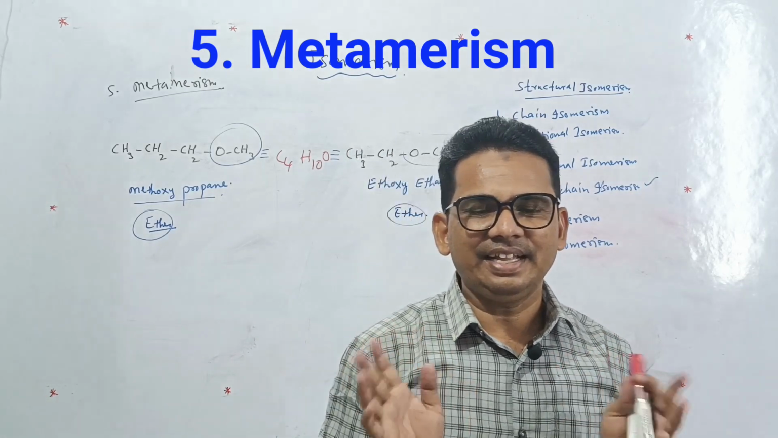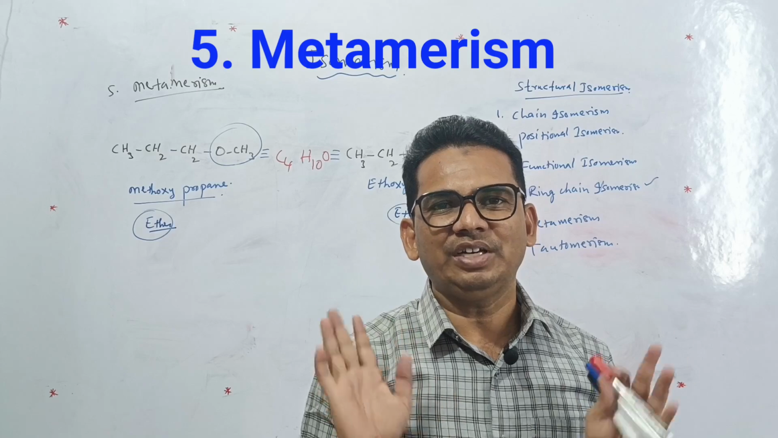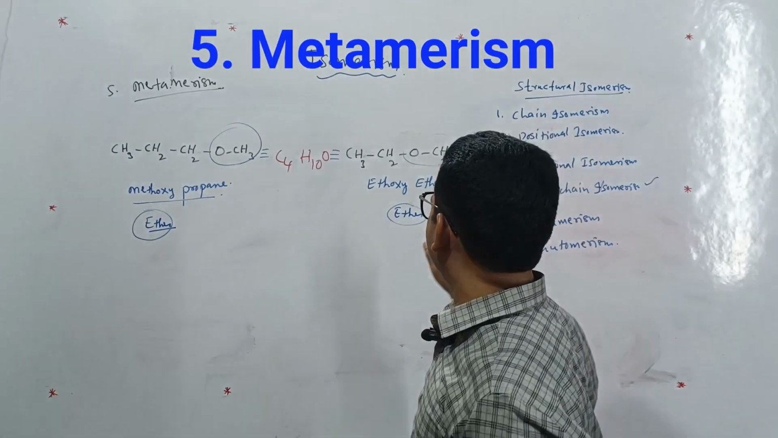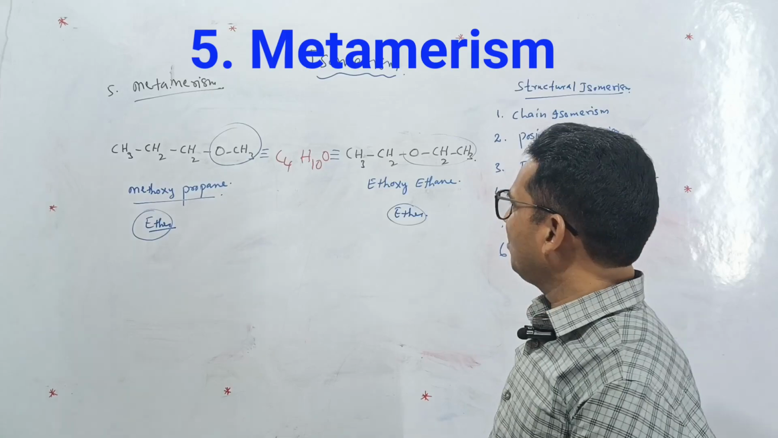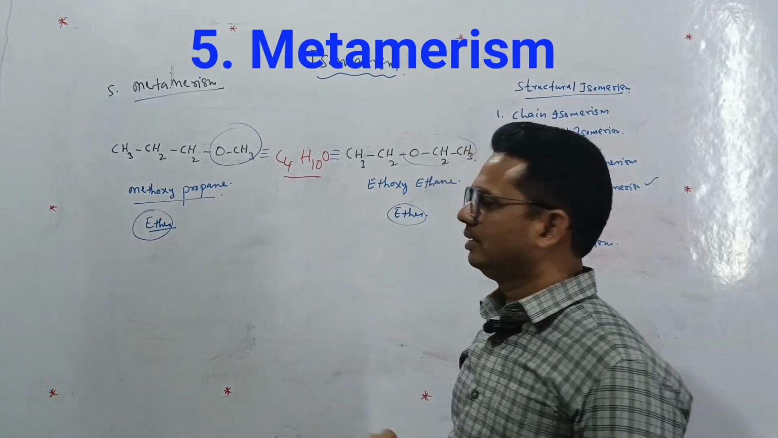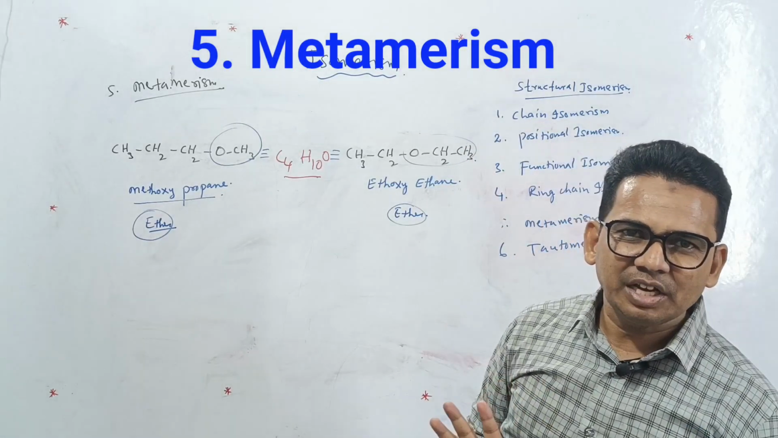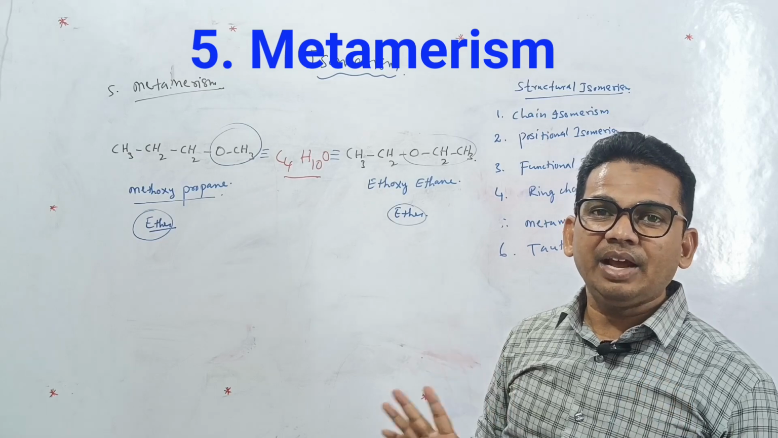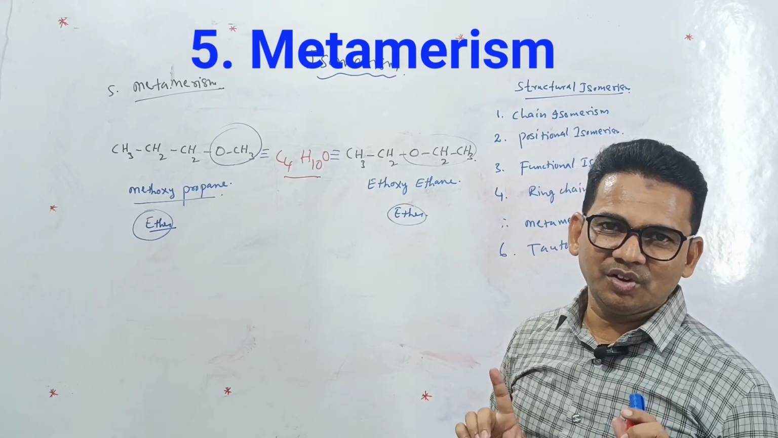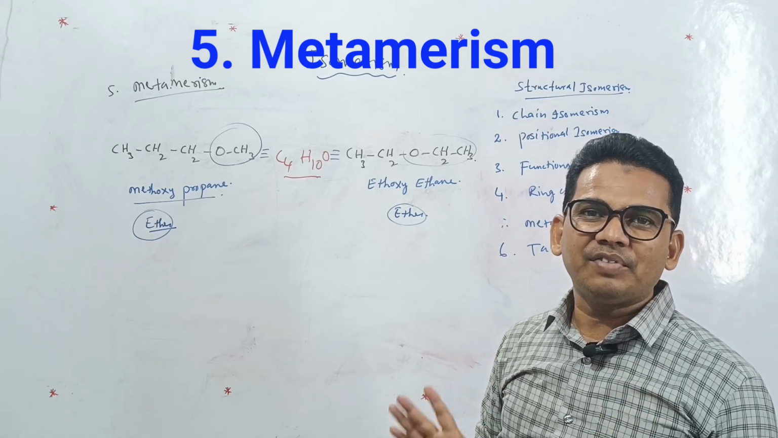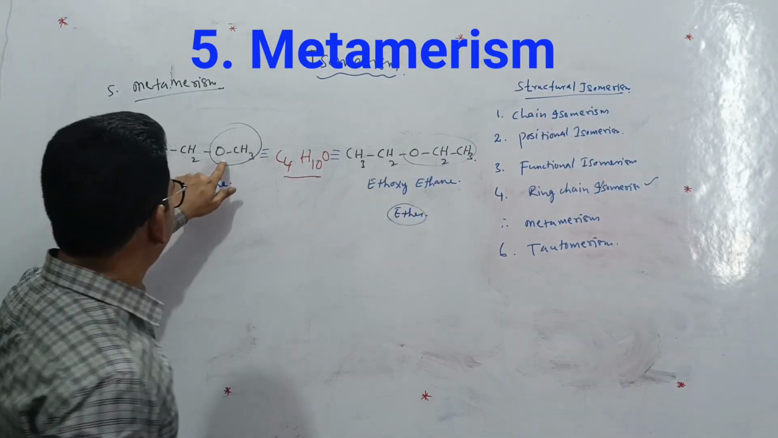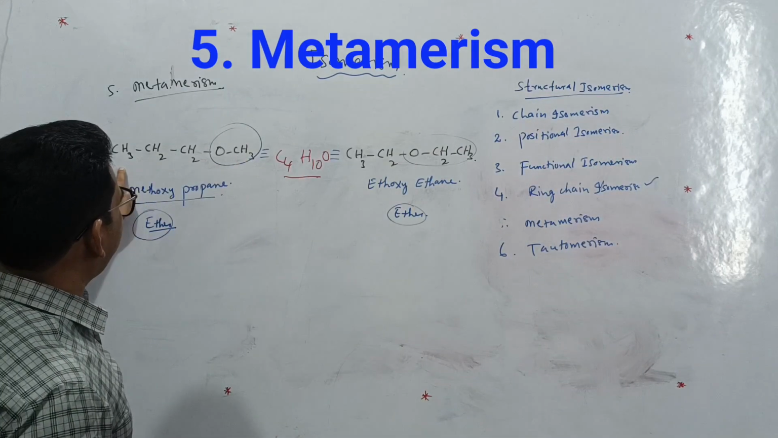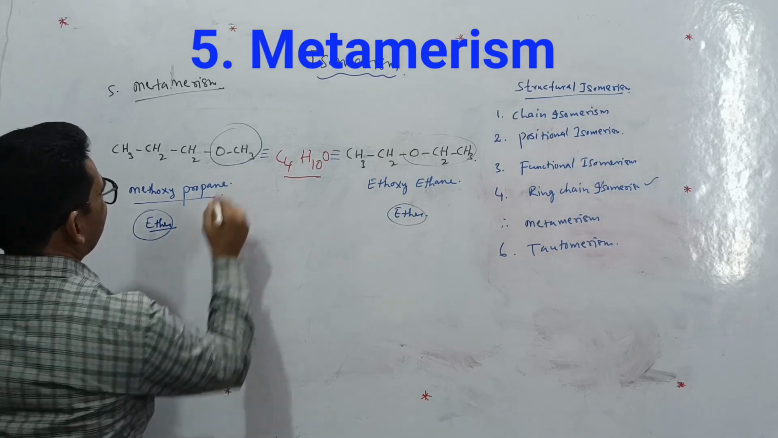means difference in the number of carbons around the functional group. That type of isomerism is called metamerism. They have the same molecular formula, but around the functional group there is an unequal, remember this word, unequal number of carbons. See here, this side 1 carbon, this side 3 carbons.